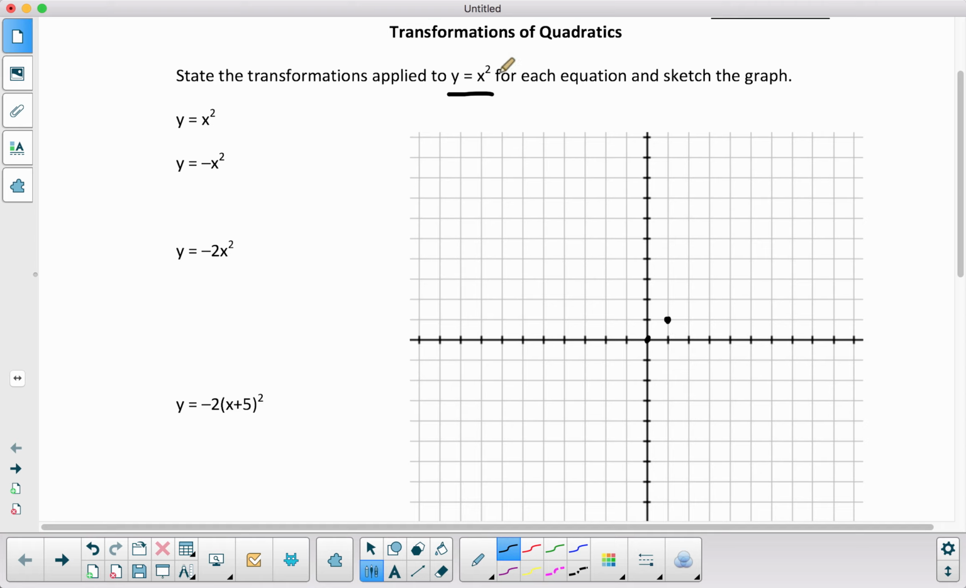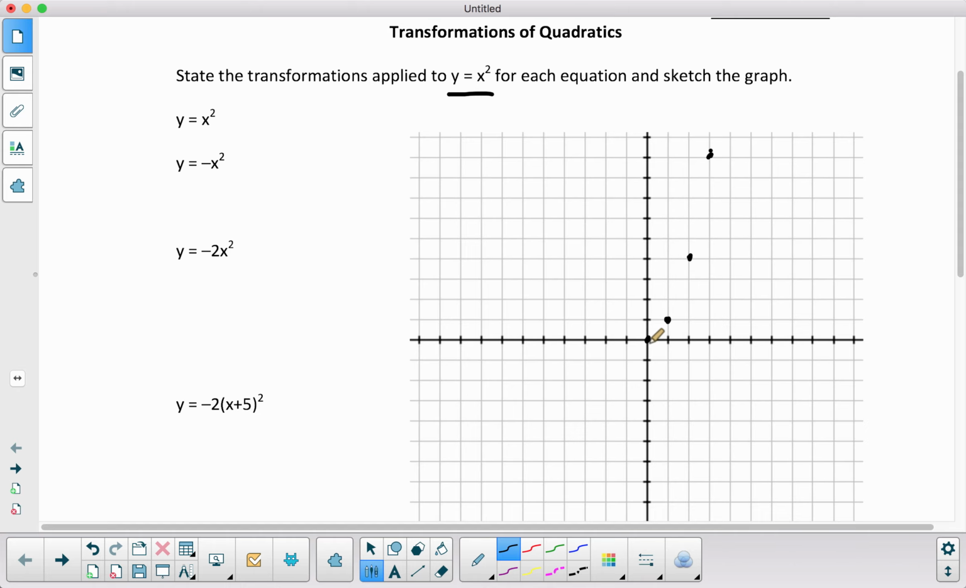If we put in 2 for x, 2 squared is 4. So our next one in the parabola is 2 and 4. 1, 2, 3, 4. And let's put in x is 3. So if x is 3, then 3 squared is 9. So our next one in the parabola is 3 and 9. 1, 2, 3, 4, 5, 6, 7, 8, 9.